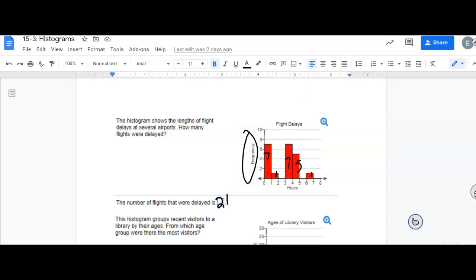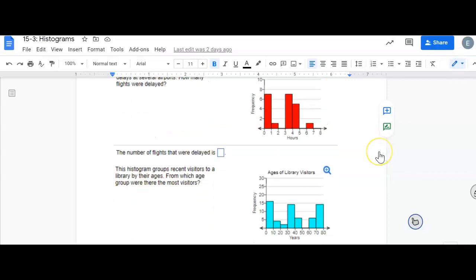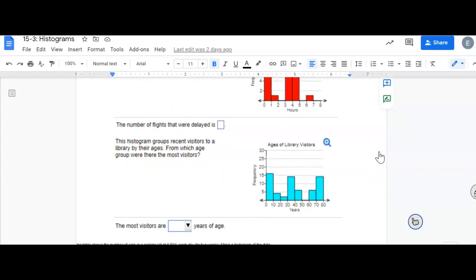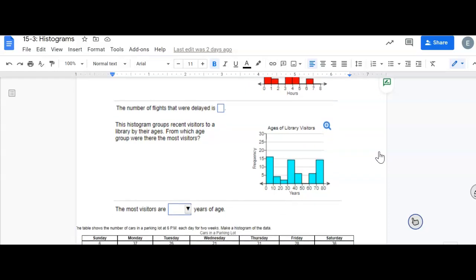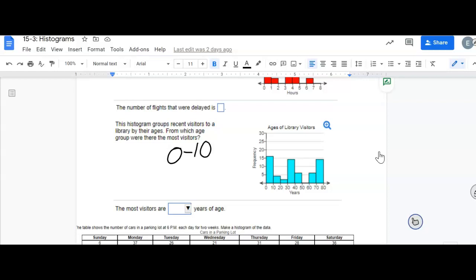Then we have, from which age group were there the most visitors? Okay, we're going to the library. What was the age range that had the most visitors? Max? 0 to 10. I would accept 0 to 10. What might be another answer that I would accept? Becca? 0 to 9 would also be good.